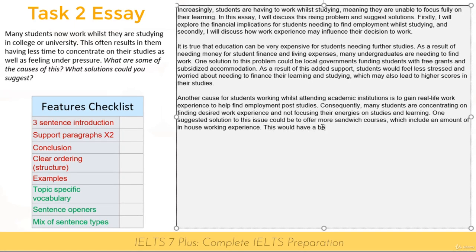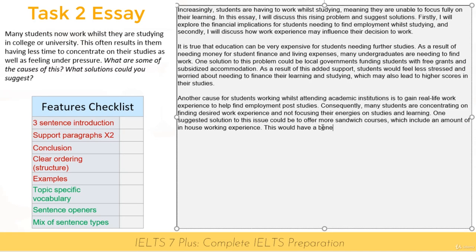So let's begin with this would have a beneficial impact on student attainment. So that is a great piece of topic-specific vocabulary for education. Attainment means how well you score in your learning. For example, if student attainment was high, it meant that many students were passing. So this would have a beneficial impact on student attainment as my connective, as learners could focus on their courses at all times. Okay, so let's read this back.